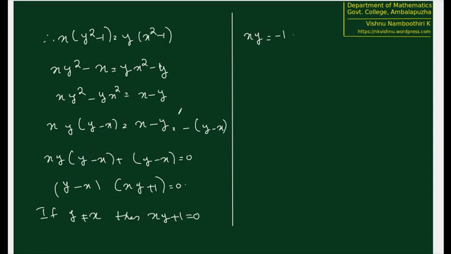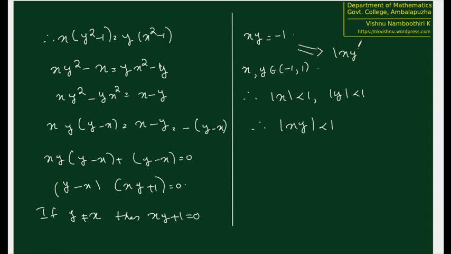But remember that x and y are both numbers in the domain of the function, which is minus 1, 1. So x, y belong to minus 1, 1. And therefore, modulus of x is less than 1 because it is between minus 1 and 1. Modulus of y is also less than 1. So modulus of xy must be less than 1. But here we are getting that modulus of xy is equal to 1. So these two things cannot go together. This is a contradiction.